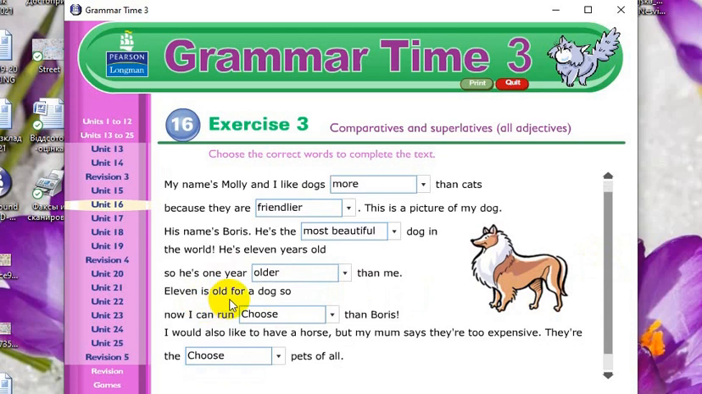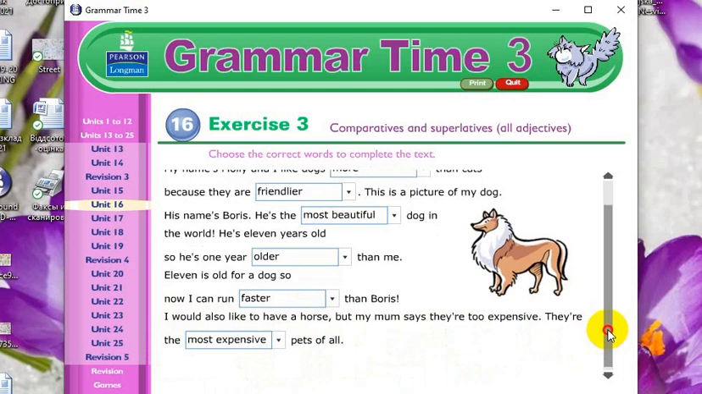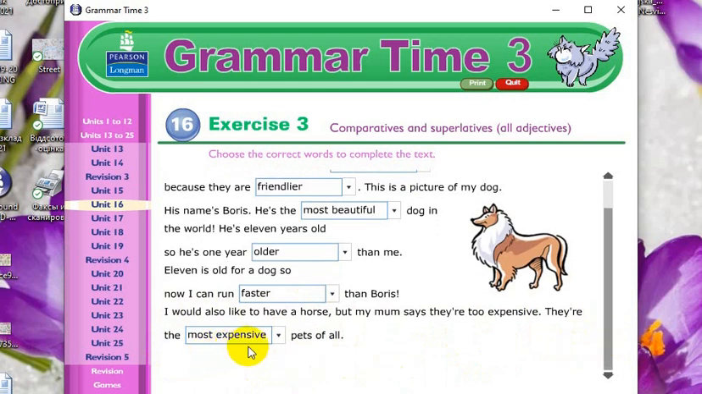11 is old for a dog, so now I can run faster than Boris. I would also like to have a horse, but my mom says they are too expensive. They are the most expensive pets of all. The most expensive, the superlative form, because we compare the horse with other animals.